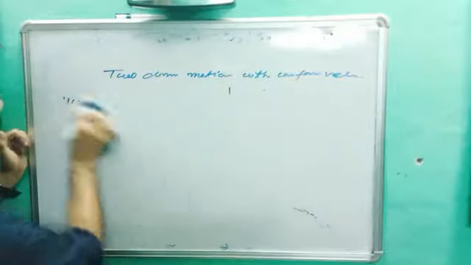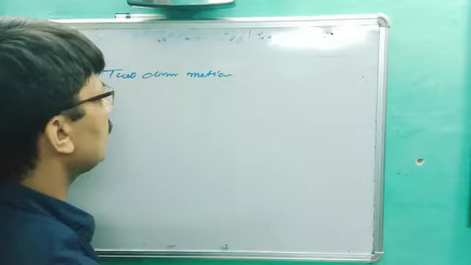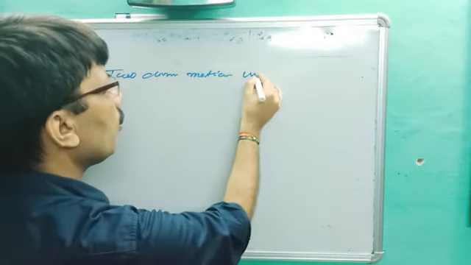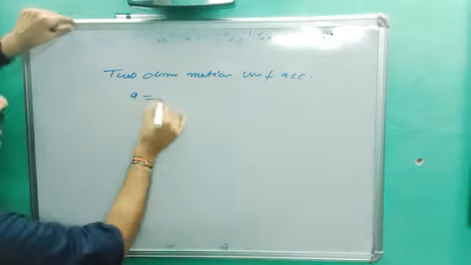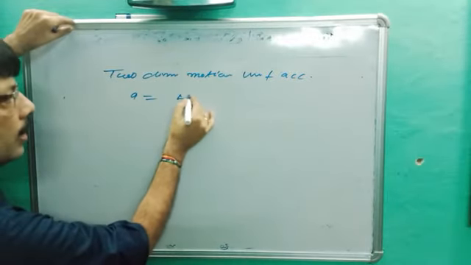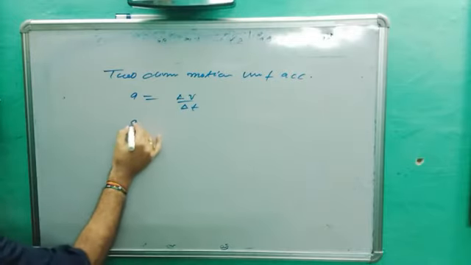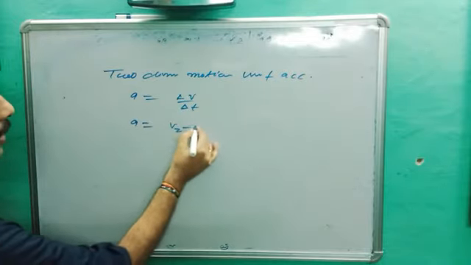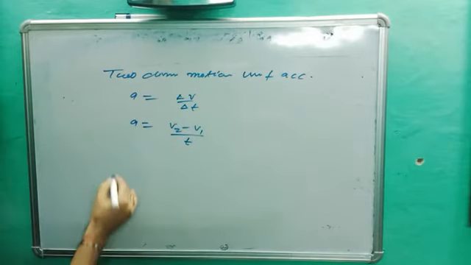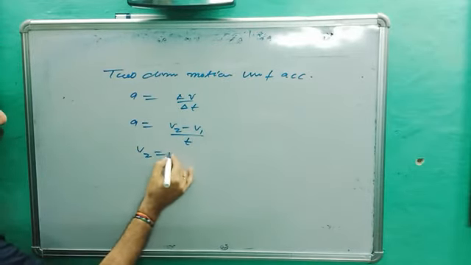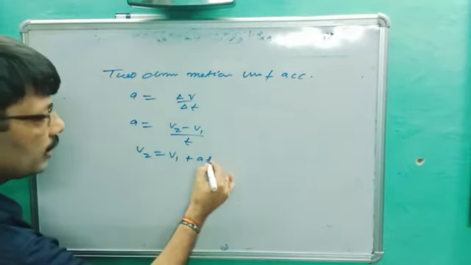Next, two-dimension motion with uniform acceleration. Same thing we can do. What is the formula for acceleration? Acceleration is equal to del v upon del t. A is equal to del v, v2 minus v1, upon t2 minus t1. It means you will get t. So what we get here: v2 is equal to v1 plus at.